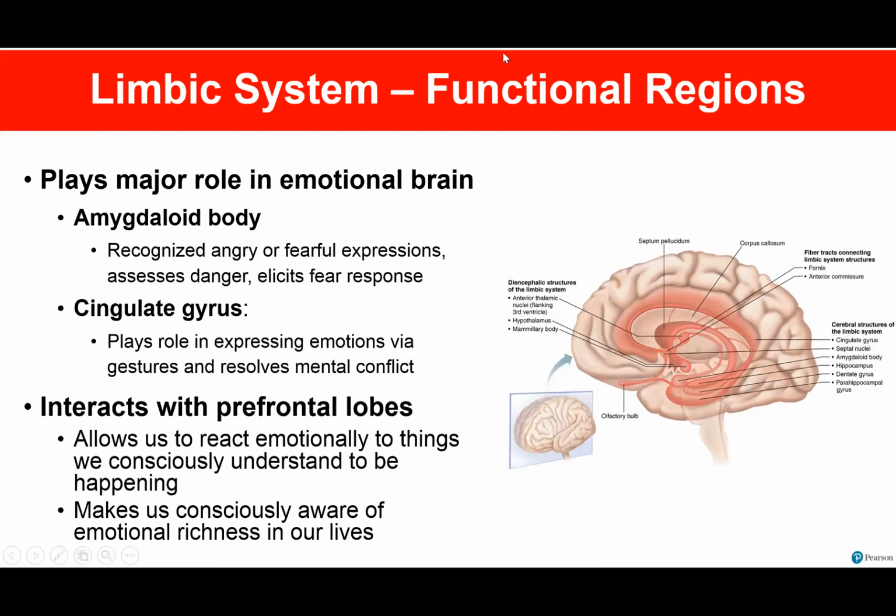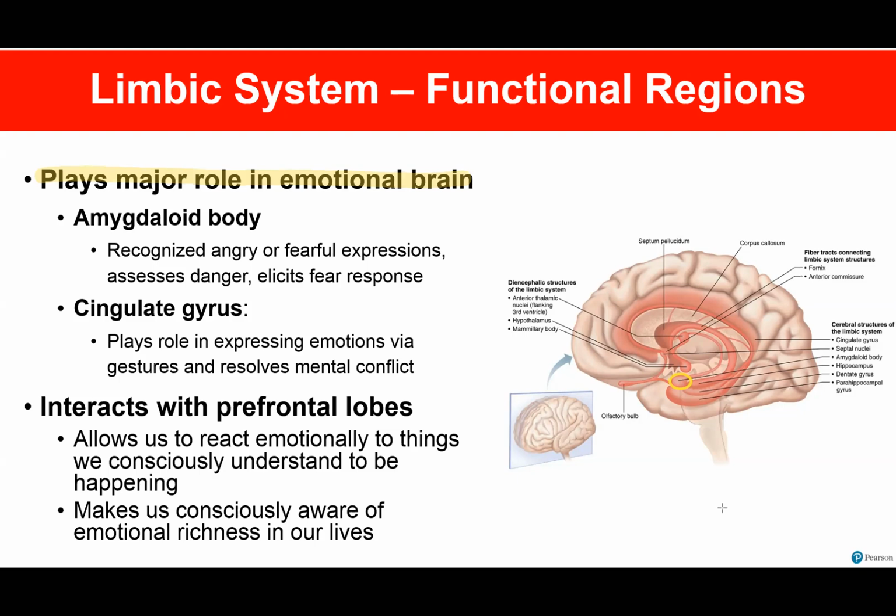So as I mentioned before, the limbic system plays a big role in the emotional brain. And so, for example, the amygdaloid body is the structure that is going to recognize, so let me just draw a circle around it. That guy there. Okay, so that little structure there is the amygdaloid body. And this structure is responsible for recognizing angry or fearful expressions, and it's also responsible for assessing danger. And so this is actually the part that initiates or elicits the fear response.